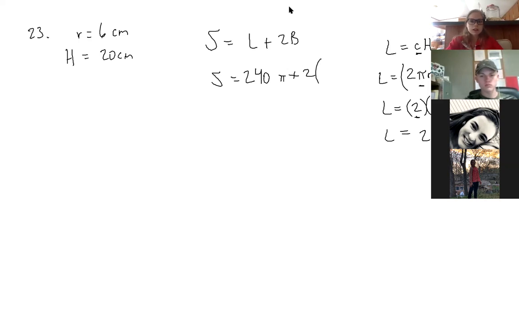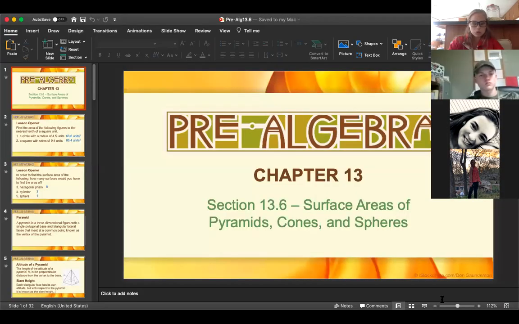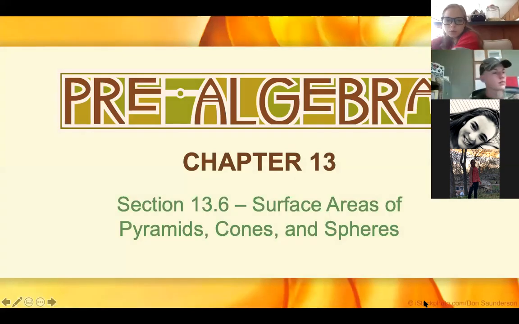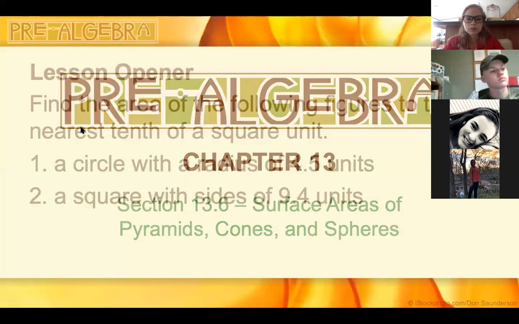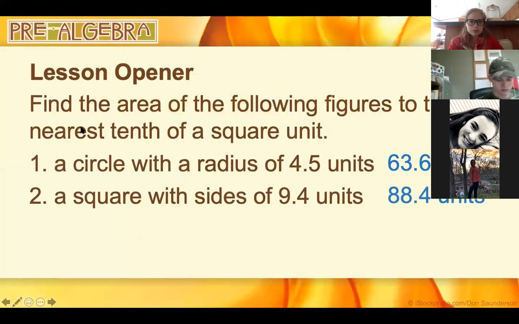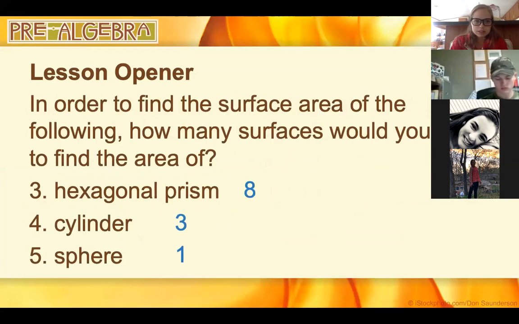Okay. All right, let's go ahead and get started on the new lesson. Here we go. We are doing surface area, but now we're going to the surface area of pyramids, cones, and spheres. So you'll notice that our formulas are going to be super, super similar. All right, here we go. Let's get into the lesson.